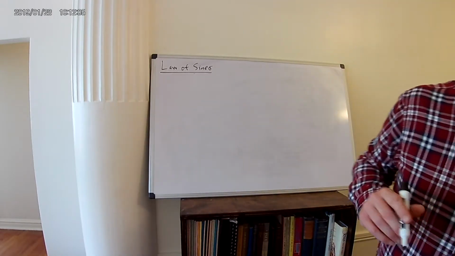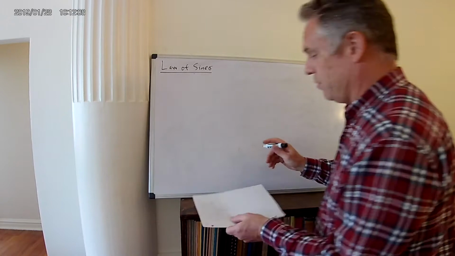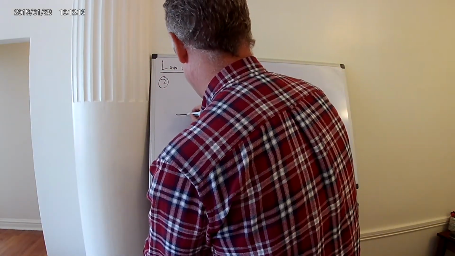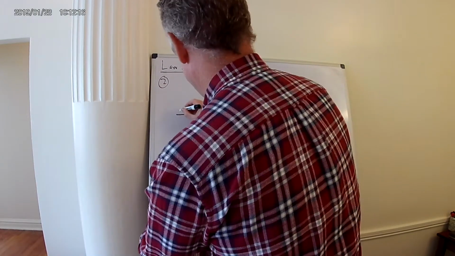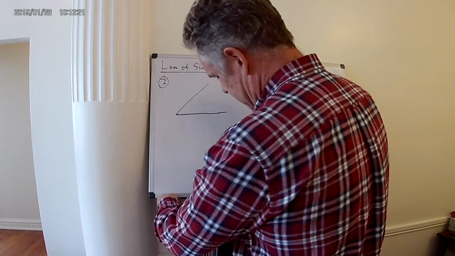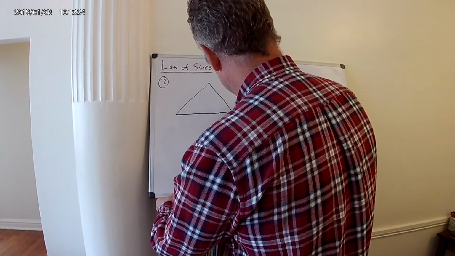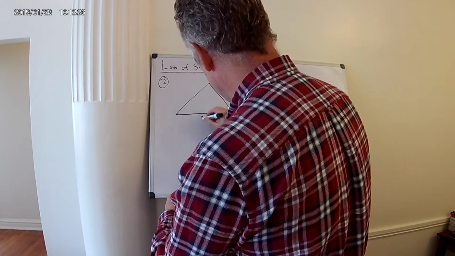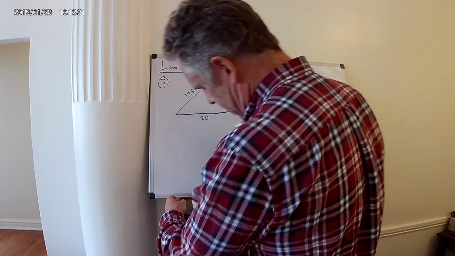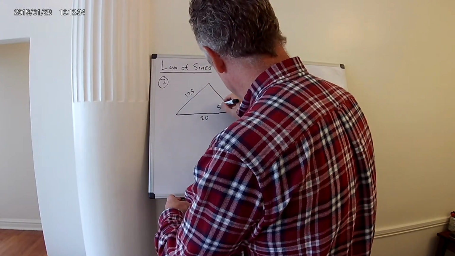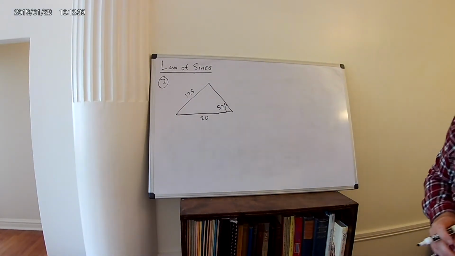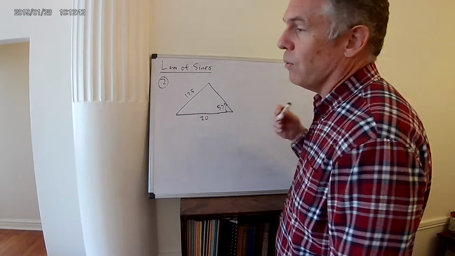Okay, and let me draw this example here for you guys. This is example 2. We have this triangle here, and this side length is 20. This side length is 17.5. And I know this angle is 57 degrees. Okay, that's my triangle.